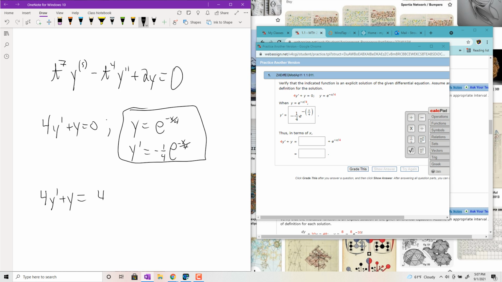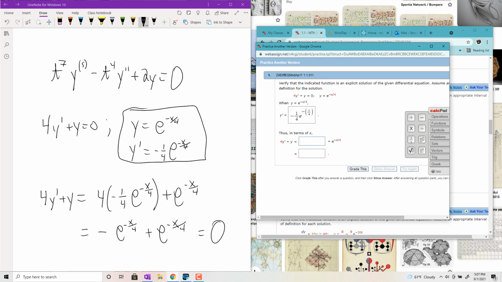So 4 times negative 1/4 e to the negative x over 4 plus e to the negative x over 4. Okay. And then instead of switching over to the other side, all they want you to do is simplify it until you get to the right-hand side. So I can simplify this a little bit. Negative e to the negative x over 4 plus e to the negative x over 4. And then that'll equal the right-hand side, which is 0.